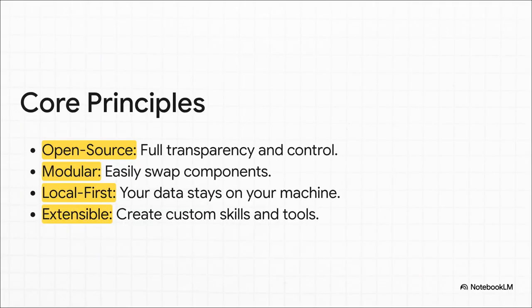Let's just break down what makes this so powerful. First, it's open source, which means you get full control and you can see exactly how it works. No secrets. It's modular, so you can easily swap out components. It's like changing the engine in a car. You can plug in a different AI brain if you want. Now, local first, this is the big one for privacy. It means your data never, ever has to leave your computer. And finally, it's extensible. This is where the fun starts, because you can teach it new tricks and create custom skills that are totally unique to your workflow.